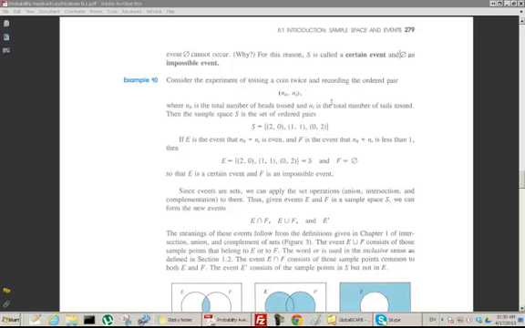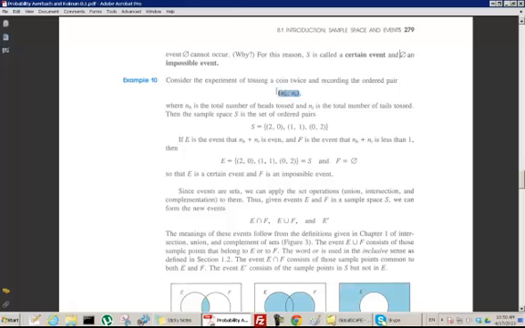Okay, so here they're doing what? Tossing a coin twice and recording the ordered pair. So we're going to record this, where NH is the number of heads and NT is the number of tails. So what is the sample space? It's going to consist of ordered pairs, because this is what we're recording. So you could get 2 heads and 0 tails. You could get 1 head and 1 tail, or 0 heads and 2 tails.